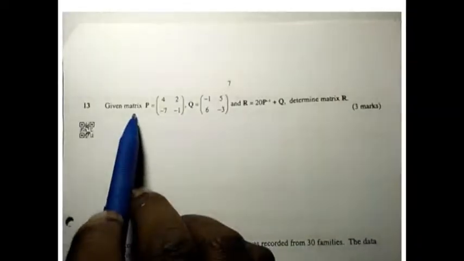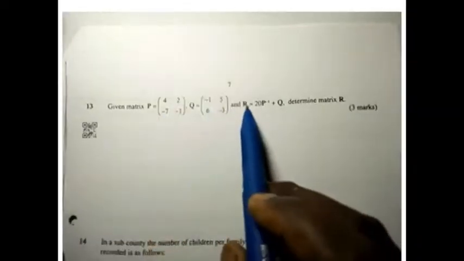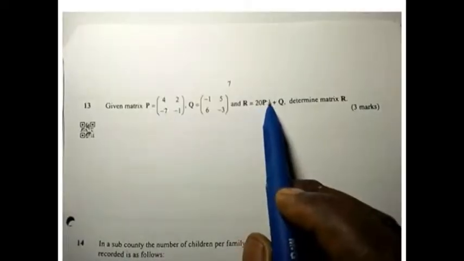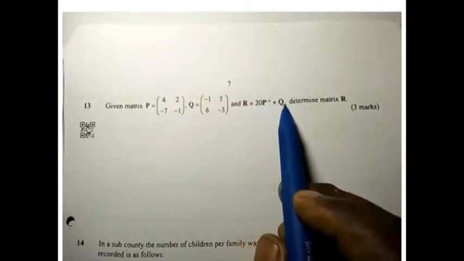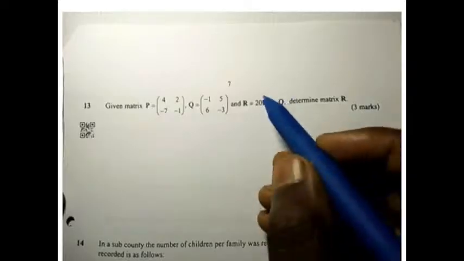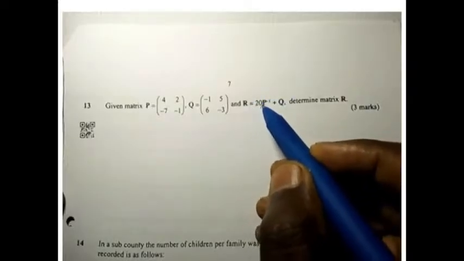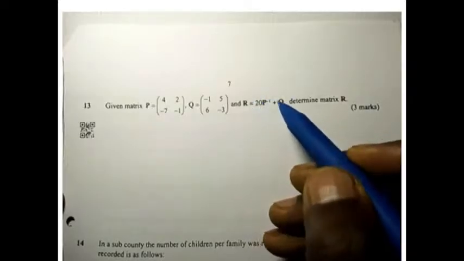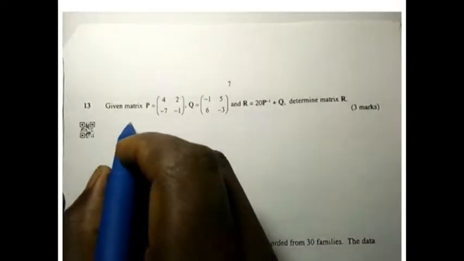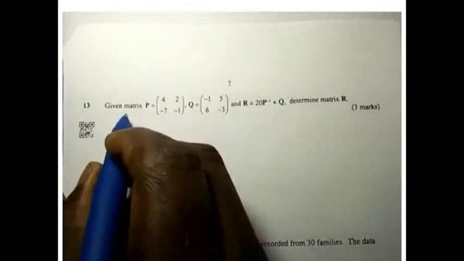Given that matrix P is this and R is equal to 20P inverse plus Q, determine R. So for us to get R, we must get the inverse of P first. So what will be the inverse? For you to get it, you have to get the determinant again.